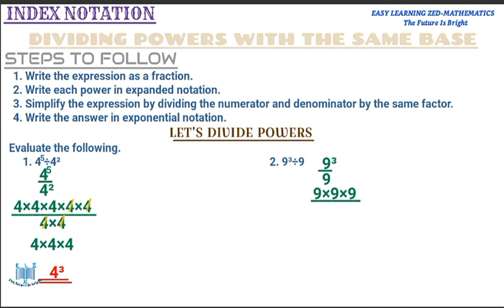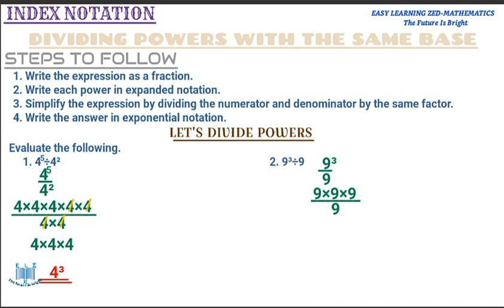9 without a power simply means that 9 is raised to the power of 1. If you're not sure of this, you can watch our video called What is Index Notation, where we talked about this at length, and you can learn more about numbers or powers without the index. So 9 without a power is 9 raised to the power of 1, so we're going to write 9 down here.